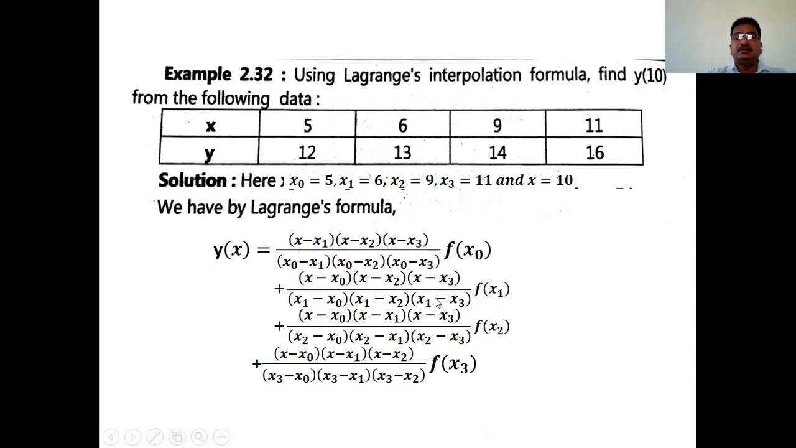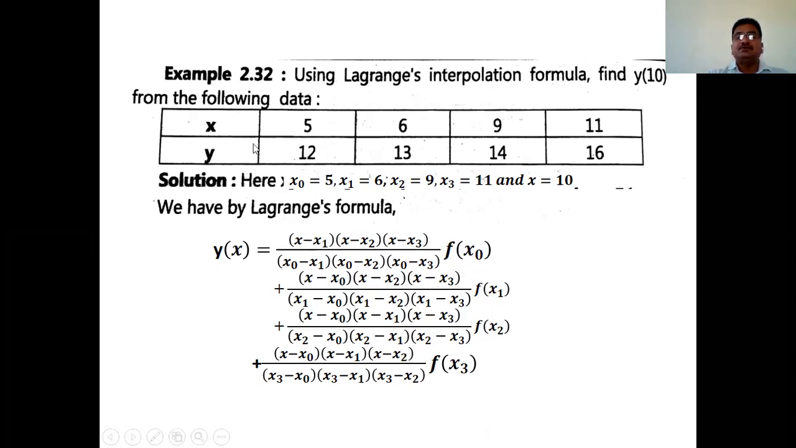x minus x naught, x minus x1, x minus x2, x minus x3. And write the formula for these 4 values. So these are the 4 in number, the x values, and so we have total 4 terms.